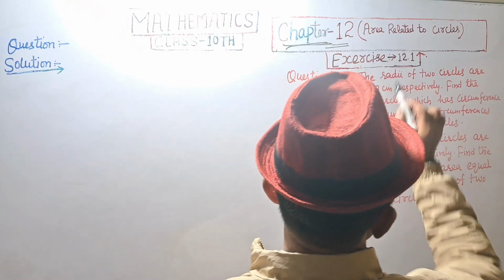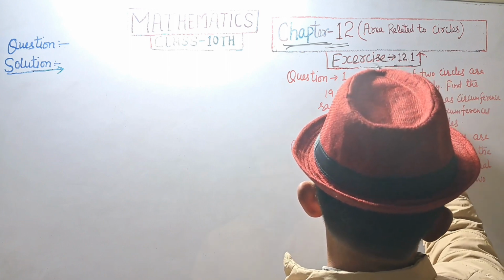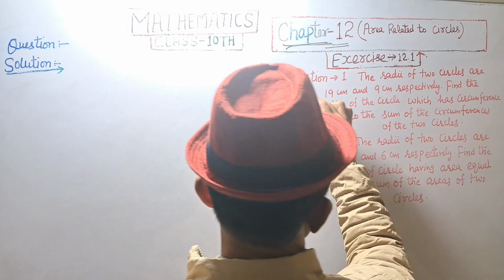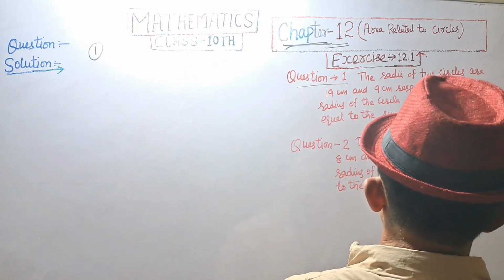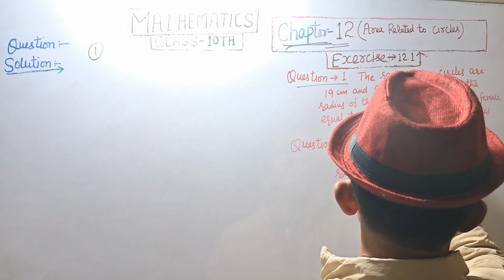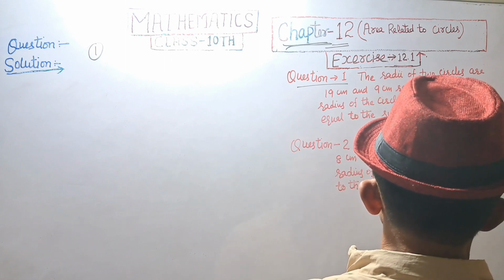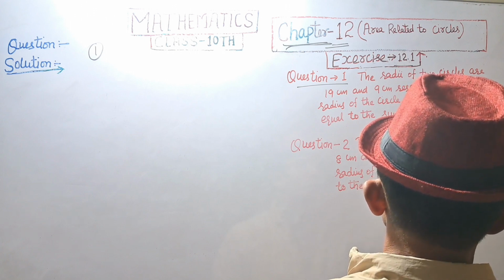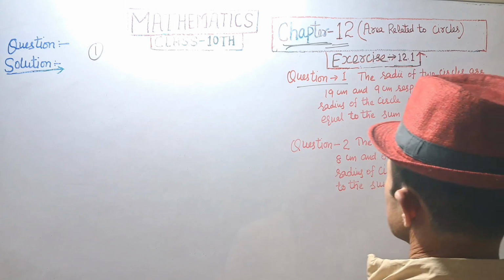Chapter 12, Area related to circles. Exercise 12.1, question number 1. The radii of two circles are 19 cm and 9 cm respectively. Find the radius of the circle which has circumference equal to the sum of the circumferences of the two circles.